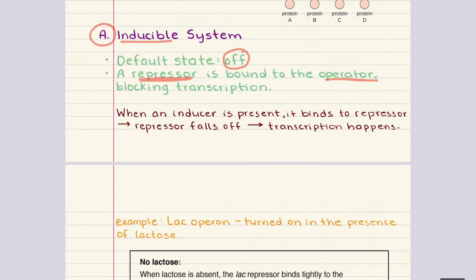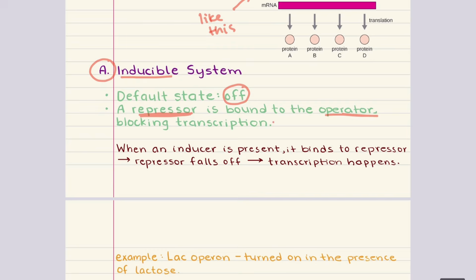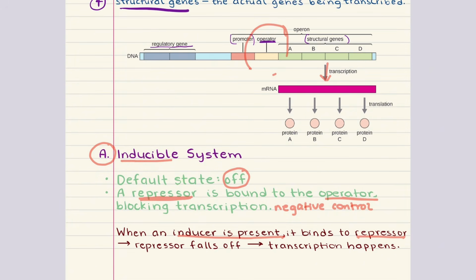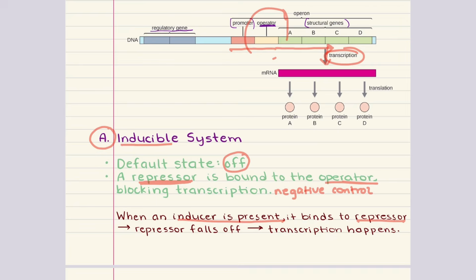So this is an example of negative control, where gene expression is going to be prevented by the presence of a repressor. However, when an inducer molecule is present, it's going to bind to that repressor protein, and that will cause the repressor to change shape and then fall off the operator. Once the repressor is removed, RNA polymerase can now move forward and begin transcription. So the presence of the inducer turns the gene on. And a classic example of this is the lac operon.